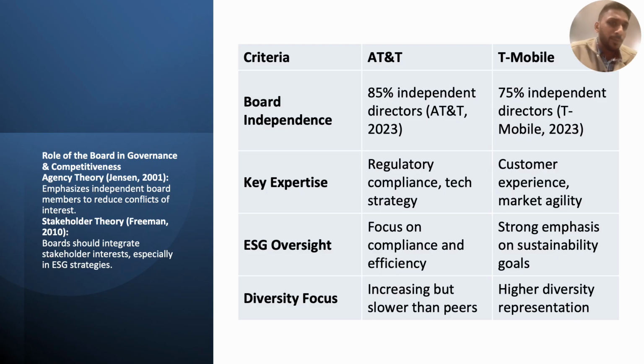Next, we will talk about the role of the board in governance and competitiveness using agency theory, which emphasizes independent board members to reduce conflicts of interest, and stakeholder theory, which emphasizes that boards should integrate stakeholder interests, especially in ESG strategies. So for AT&T, the board independence is 85% independent directors, and for T-Mobile, you have 75% independent directors. The key expertise for AT&T is regulatory compliance and tech strategy, and for T-Mobile, you have customer experience and market agility. For ESG oversight, AT&T focuses on compliance and efficiency, and T-Mobile has a strong emphasis on sustainability goals. Diversity focus increases but is slower than peers for AT&T, and for T-Mobile, you have higher diversity representation.